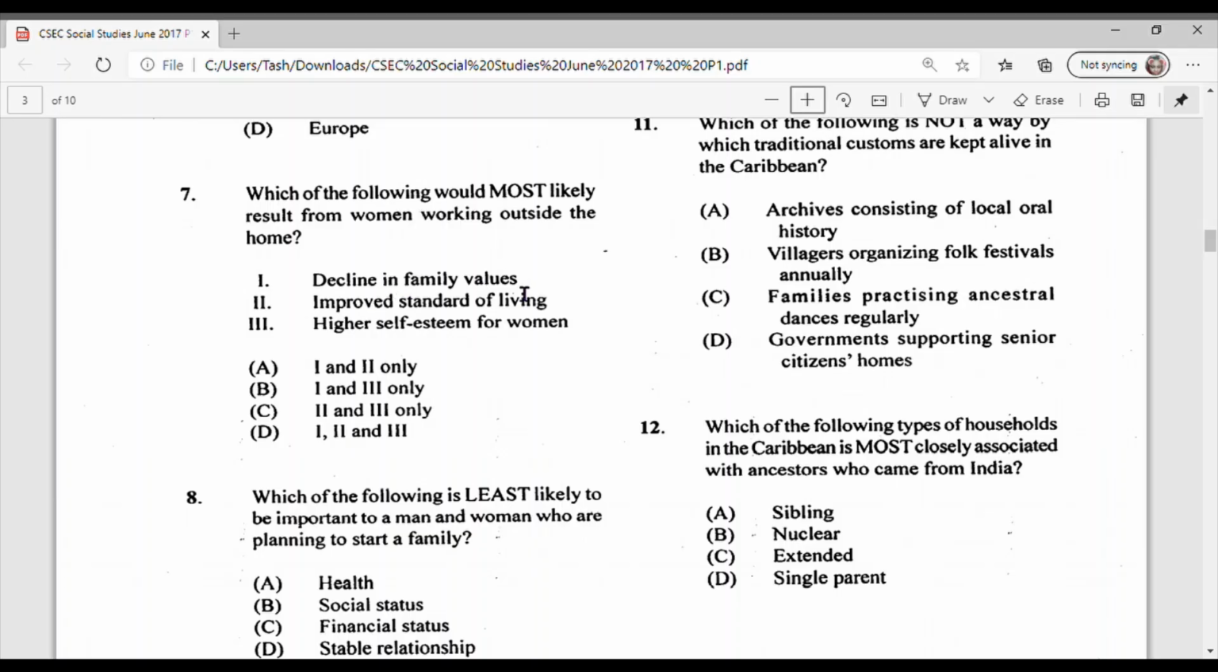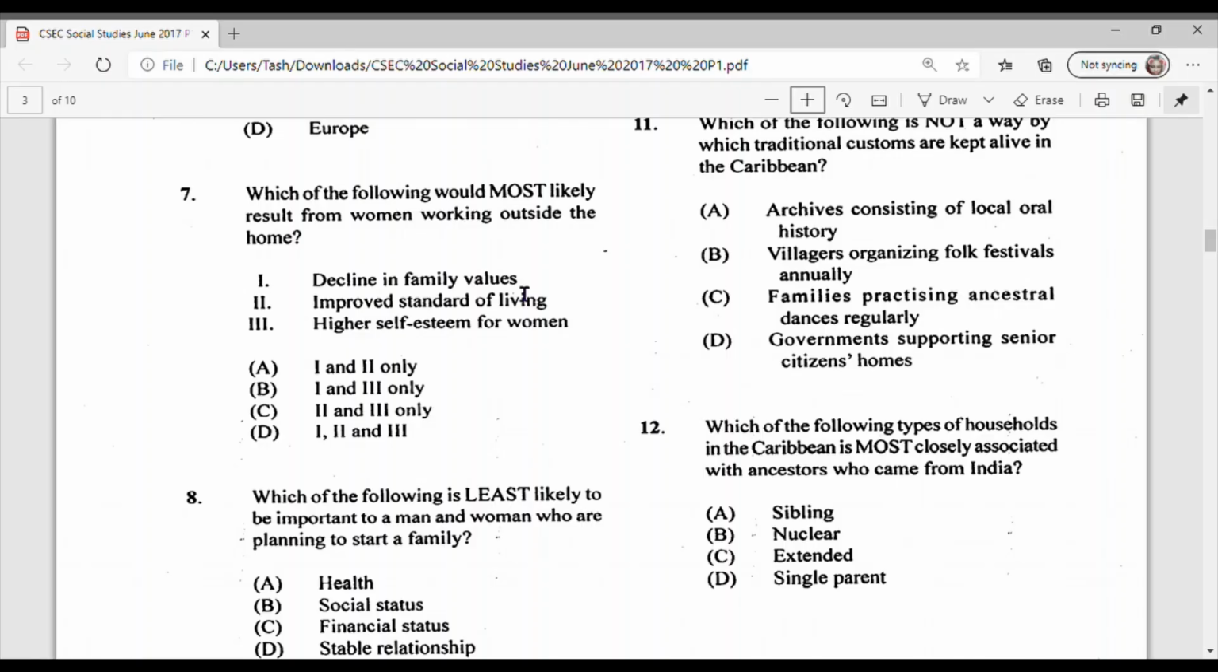Oftentimes when the female or the mother figure leaves the home to go and work, things may break down in the family. So you may have a decline in family values. It is not always the case, but you may have a decline in family values. So our answer for number 7 would have been letter D.